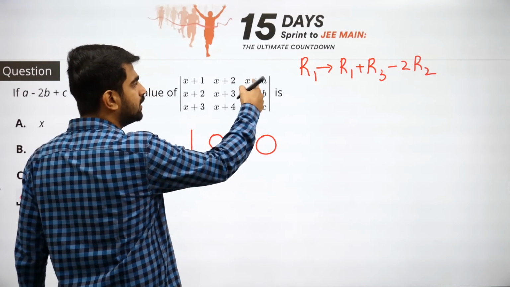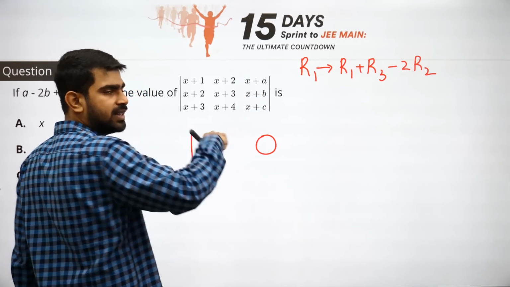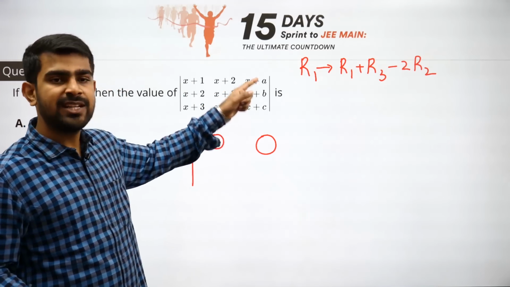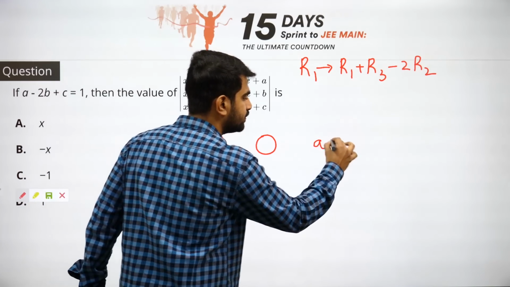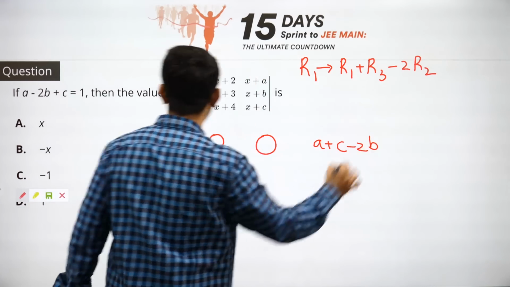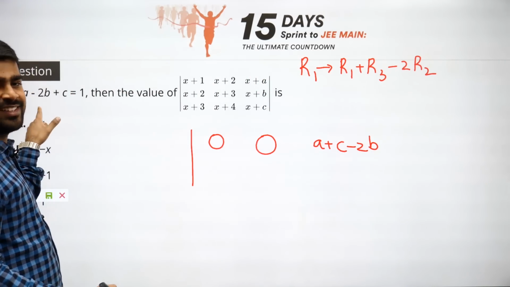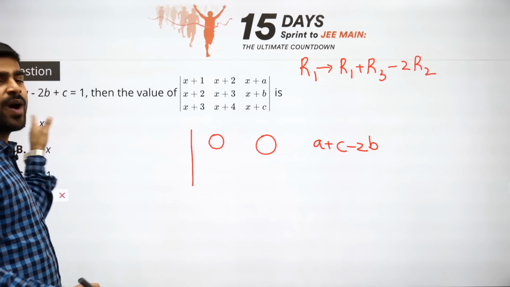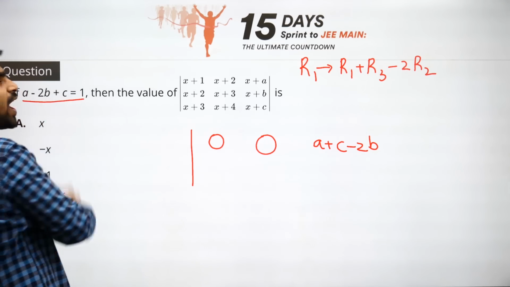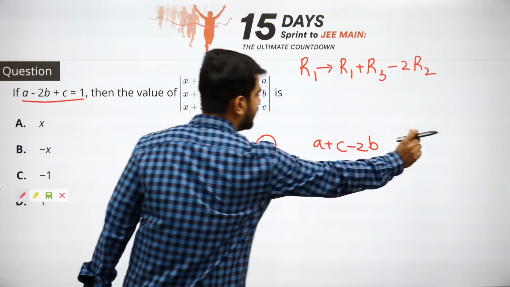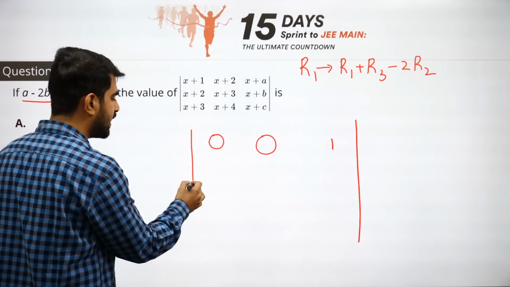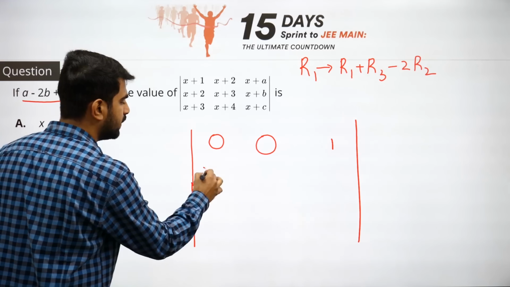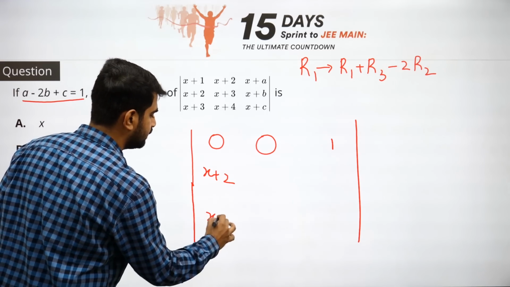Now this is going to be, 2x will get cancelled. It will be a plus c minus 2b. But what is a plus c minus 2b? A plus c minus 2b is given to be 1. That's it. So I'll erase this also. It's going to be 1. That's it. Now write the entire matrix. So it is going to be, determinant.